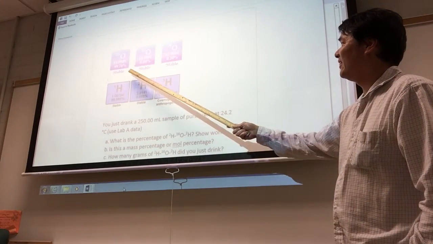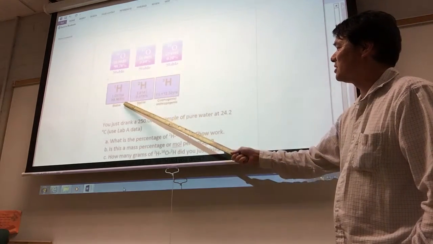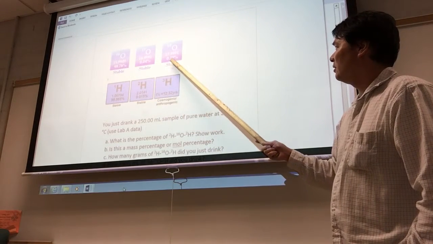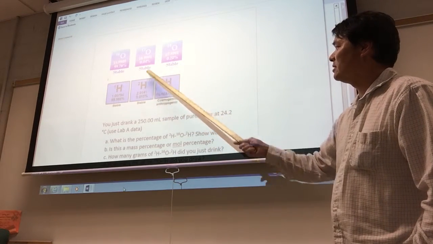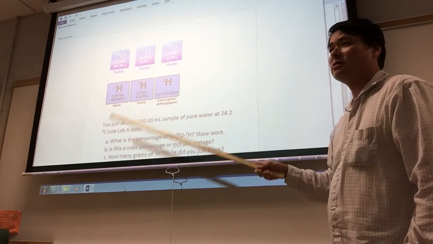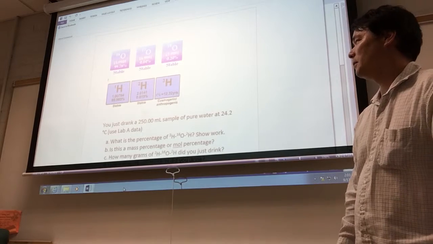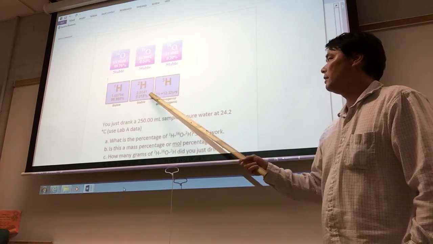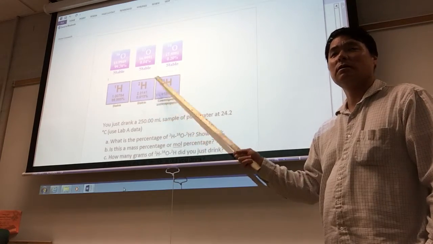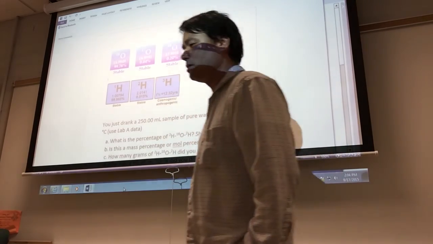Last week's quiz, we have these numbers here, these percentages. And the question is, are these natural abundances mass percentages or mole percentages? It seemed like a lot of people got it wrong. They said that these are mass percentages. And those are not mass percentages.